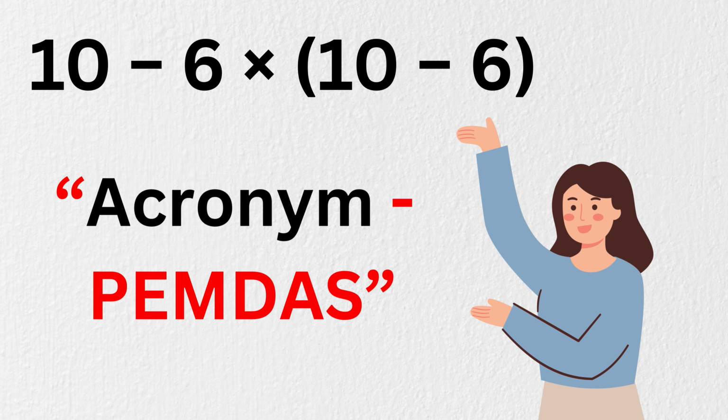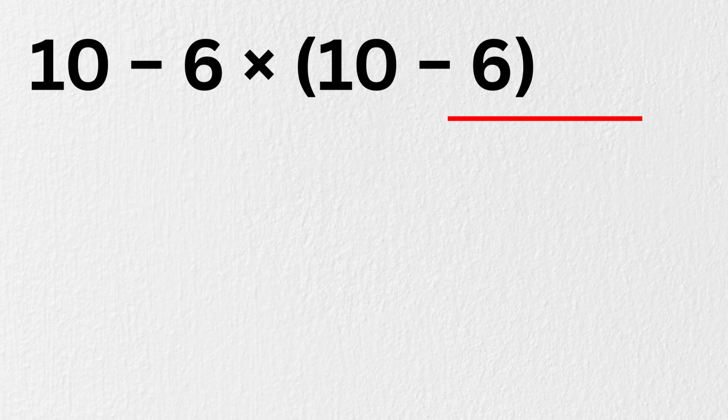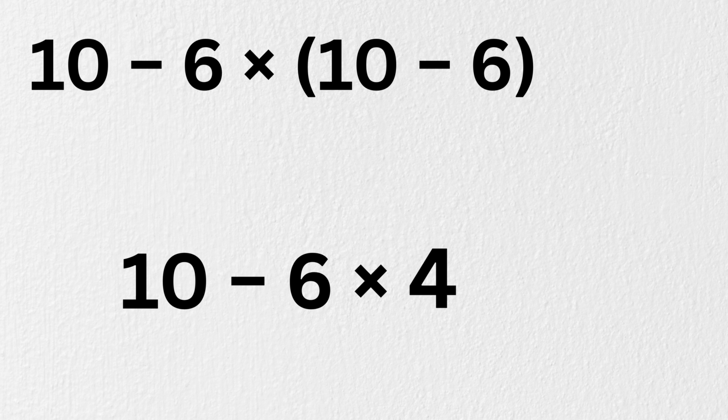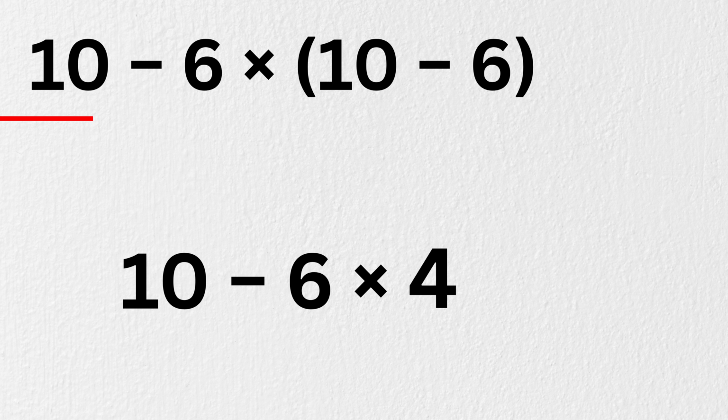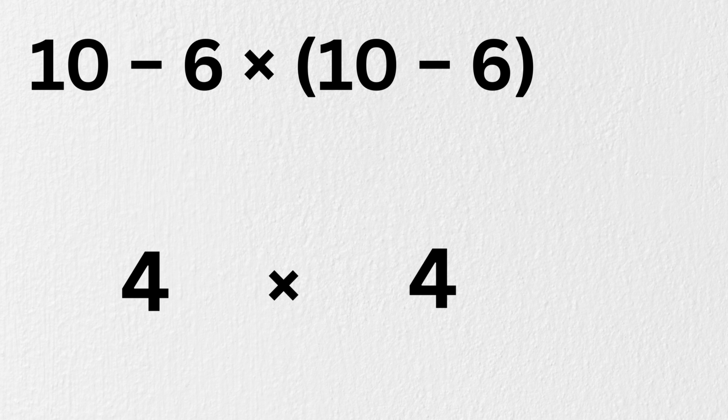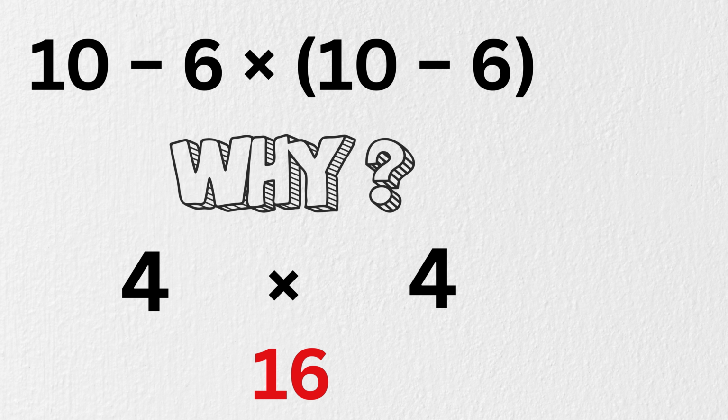The correct way to do it is, first we handle the parentheses. That is 10 minus 6, which is 4. So now the expression is 10 minus 6 times 4. Now here's where a lot of people slip up. If you just go left to right, you do 10 minus 6 equals 4. Then 4 times 4 equals 16. But that's not right. Why?